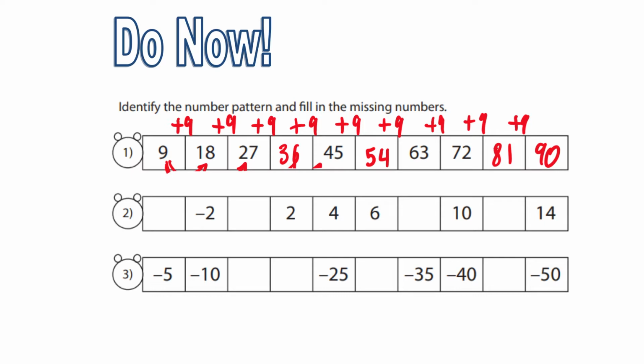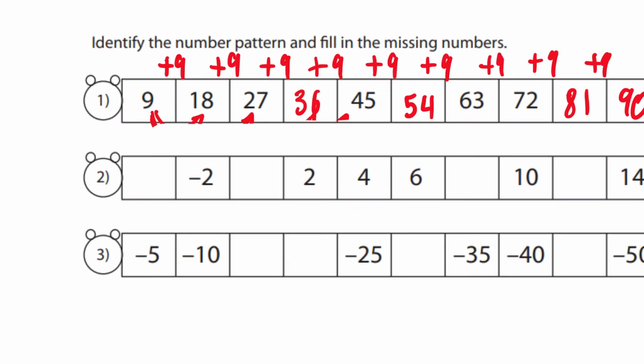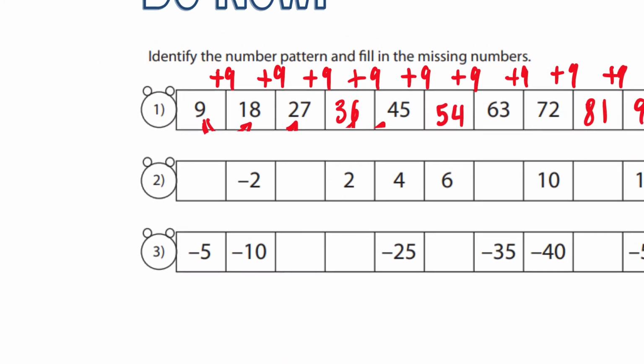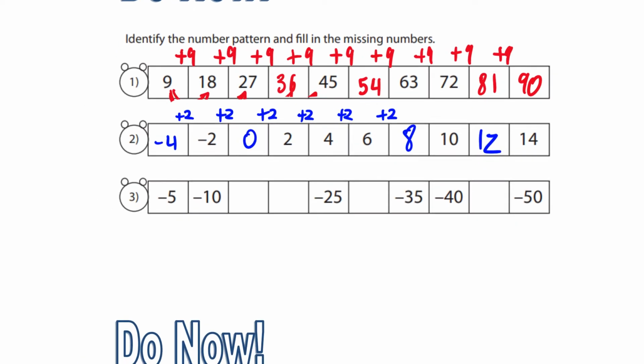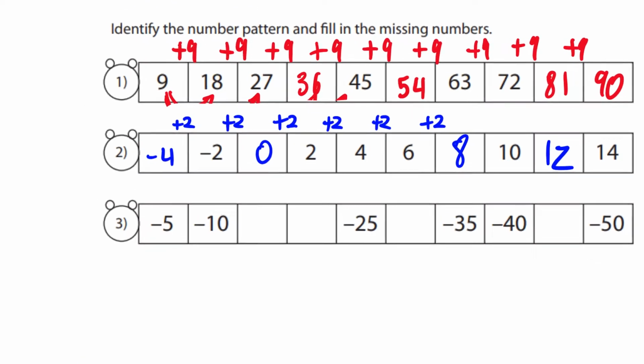What's going on in this one? Add 2. So what's the first number here? Negative 4. Then we add 2 to get that. Add 2 to get 0. Add 2 to get 2. Add 2 to get 4. Add 2 to get 6. 8, 10, 12, 16, 18, 20. All right. Very simple there.